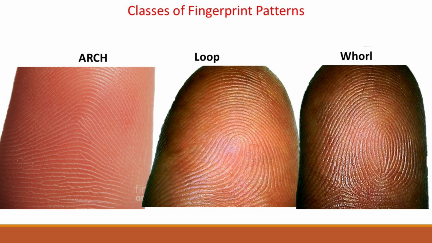So we have 3 classes, as I said. The first one is arch, further classified into 2: plain arch and tented arch. Then loop into radial loop and ulnar loop. While whorl is further divided or classified into plain whorl, central pocketed loop, double loop, and incidental loop.